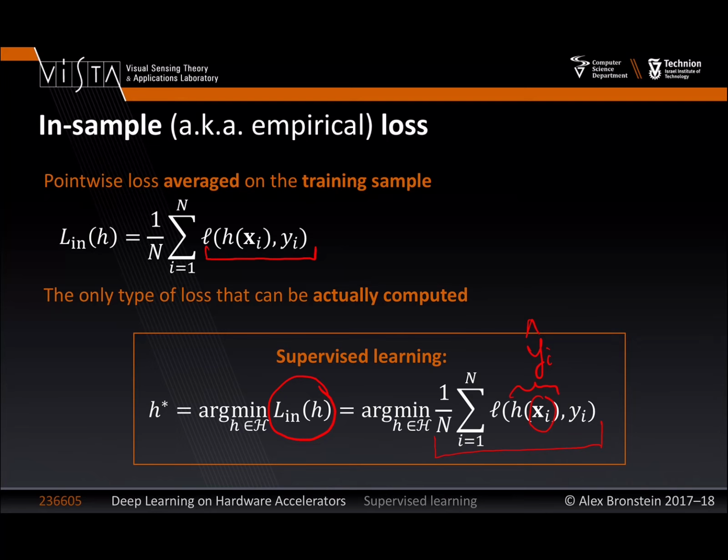This is the hypothesized label for the instance i. I have the true label. So this is the true label for the instance i, and I compare them using my loss function that reflects my knowledge of errors of different type. Okay? And I would like to select the hypothesis H from my family of hypotheses that minimizes this objective.